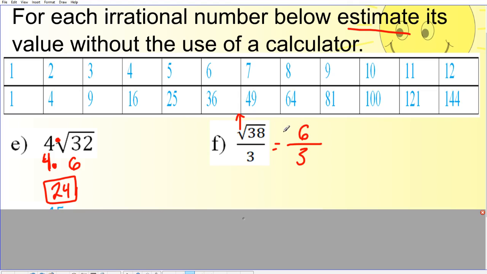And then if I take a number that is about 6 and I divide by 3, I'm going to get a number that is about 2. It's an estimate. Now, I can tell you this number is going to be a little bit bigger than 2. It's going to be 2 point something, because square root of 36 is a little bit bigger than 6. So when I divide by 3, I'm going to get something a little bit bigger than 2, but just by a little bit.